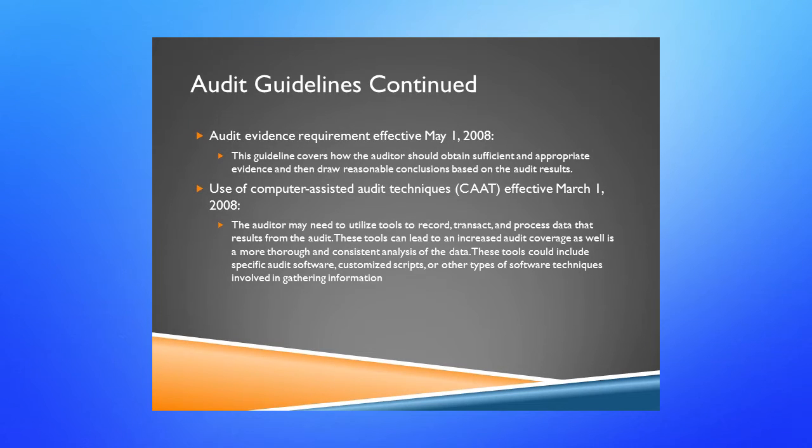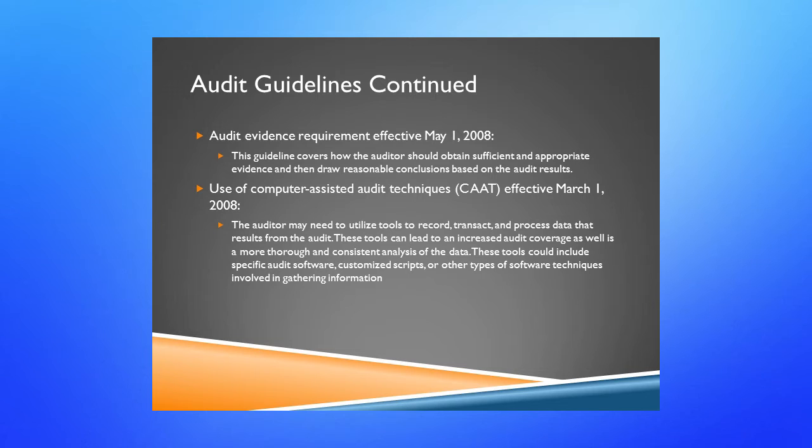One of the other guidelines is about the audit evidence requirement, which was effective May 1st of 2008. The guideline covers how the auditor should be able to obtain sufficient and appropriate evidence and draw reasonable conclusions based on those audit results. Now, again, the use of evidence is important because to me, it's what supports my billables, right? I'm coming up with a conclusion. People are going to say, well, how did you get there? And I just don't want to pull things out of thin air. I want to say, well, here's what I found. Here's my evidence, and from this evidence, these are the conclusions that I was able to draw. So again, a guideline to help you about what is considered sufficient and appropriate.